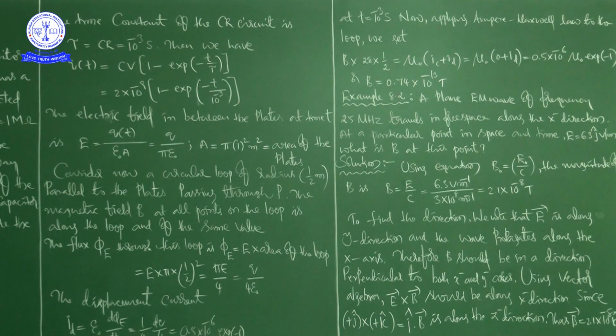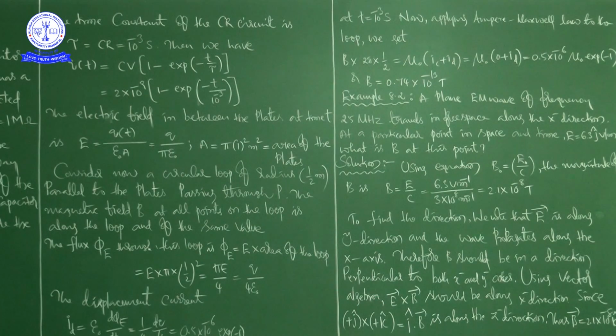No? So all are mutually perpendicular to each other, right? That's what I want to say. Therefore, B should be in a direction perpendicular to both x and y axis, full stop.